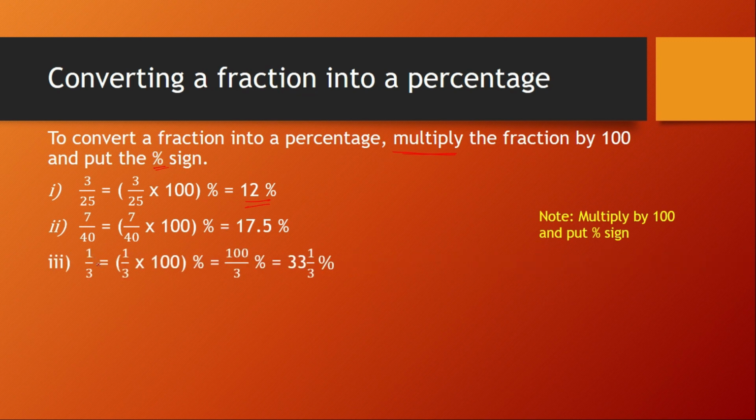1 by 3 can be written as 1 by 3 into 100%, or 100 by 3%, or we can write it as 33 whole 1 by 3%. 1 whole 5 by 8 can be written as 13 by 8 into 100, or 13 into 25 by 2, or we can write it as 162.5%.